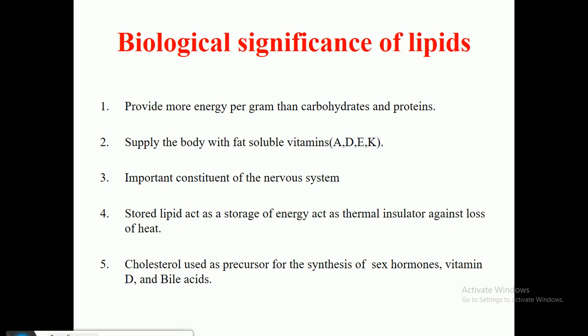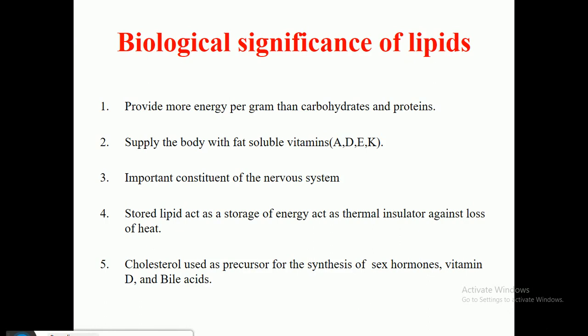Stored lipid acts as a store of energy and as a thermal insulator against the loss of heat. This is another important function of lipid. It acts like a thermal insulator, so it can also regulate your temperature.